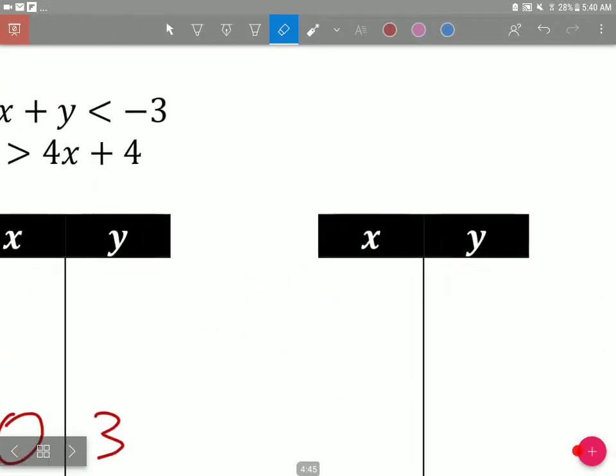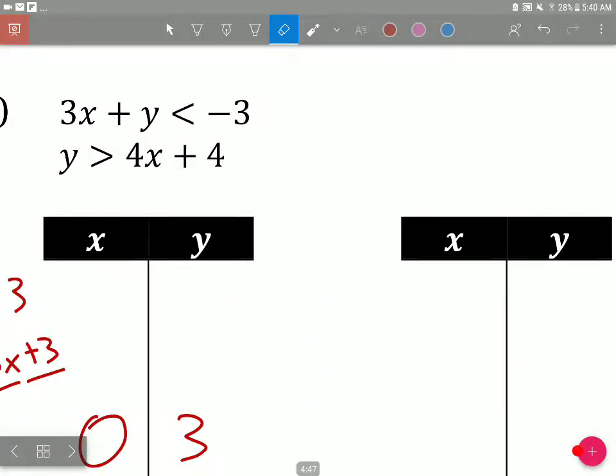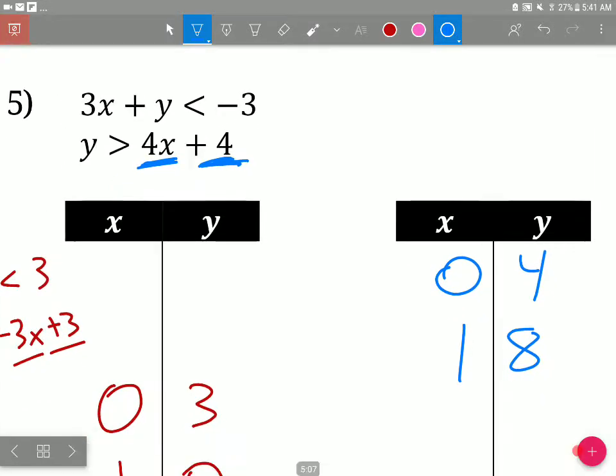Cool. The second one, well, that one's a little easier because it's already set up for you. So we've got 4x plus 4. Let's plug in a 0. 0 times 4 is 0, plus 4 is 4. And there's no denominator, so let's pick 1, second favorite number. 4 times 1 is 4, plus 4 is 8. That is off the chart. So let's go negative 1. Negative 1 times 4 is negative 4, plus 4 is 0. Yay, we got a point.